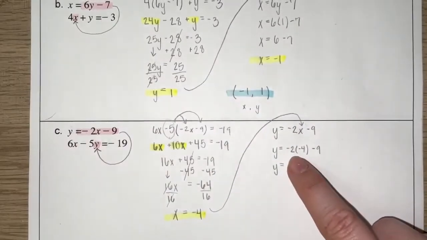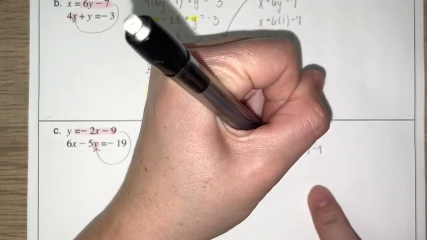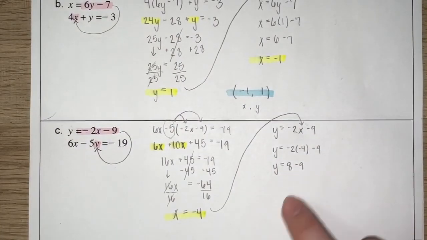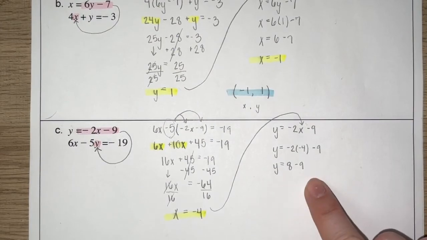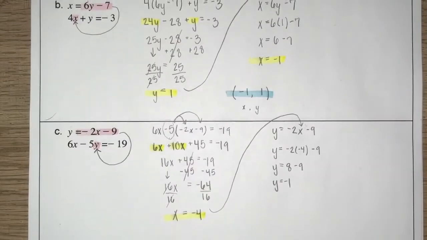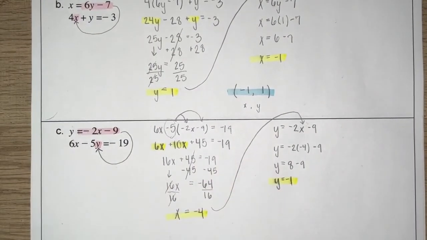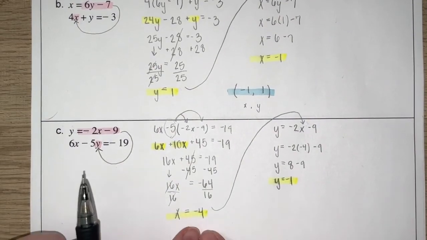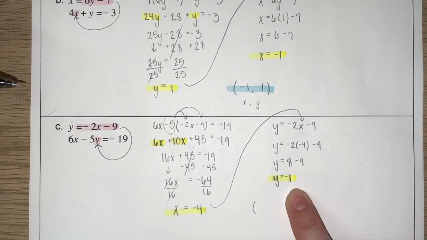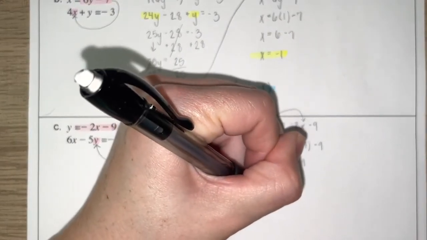So y equals negative 2 times negative 4 becomes positive 8. Minus 9, bring down the minus 9. And then 8 minus 9 is negative 1. So we end up with y equals negative 1. And then we got x equals negative 4, y equals negative 1. So our solution will write in xy order. It'll be negative 4, comma, negative 1.